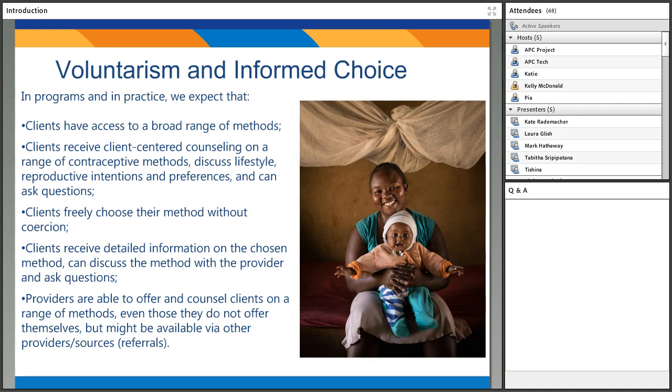Of course, in programs and in practice, we expect that clients have access to a broad range of methods. Clients receive client-centered counseling on a range of contraceptive methods, discuss lifestyle, reproductive intentions and preferences, and can ask questions. Clients freely choose their method without coercion. Clients receive detailed information on the chosen method, can discuss the method with the provider and ask questions. Providers are able to offer and counsel clients on a range of methods, even those that they do not offer themselves but might be available via other providers or resources.